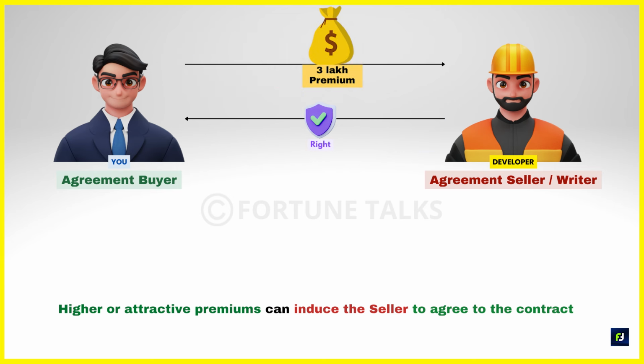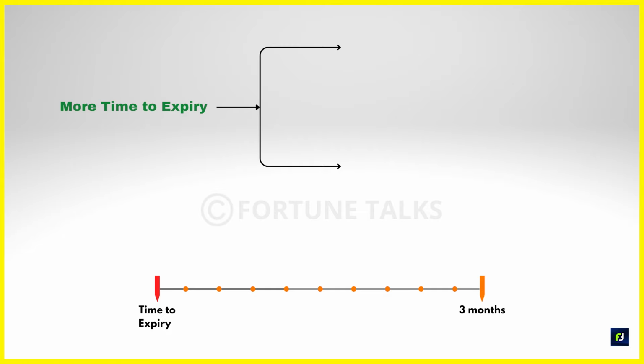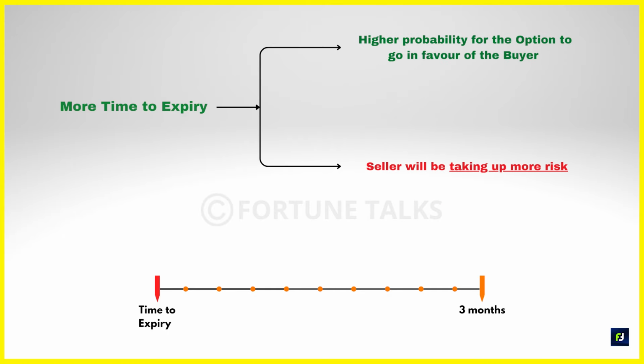The second factor to take into account is time. As per the contract agreement, there were 3 months' time to get clarity on whether the bypass project would become a reality or not. Since there is more time to expiry, the possibility of the contract working out in the buyer's favor also increases.